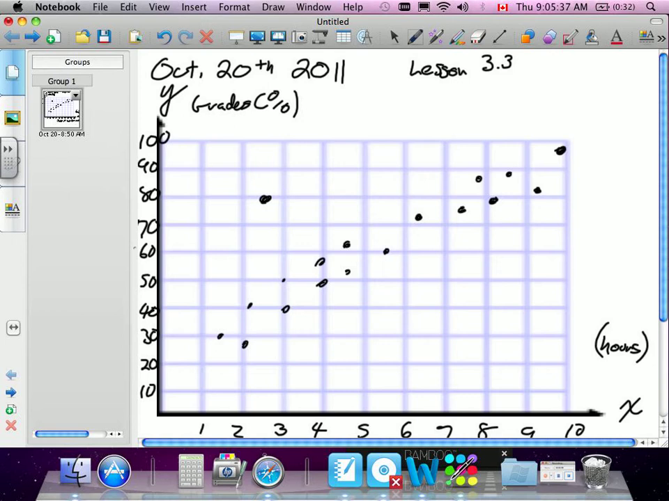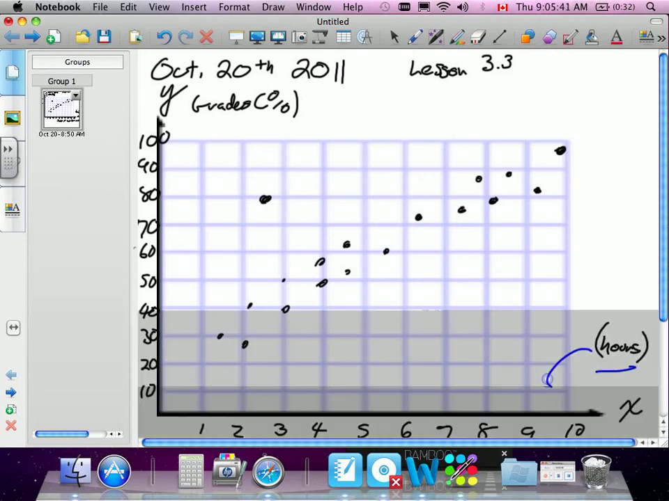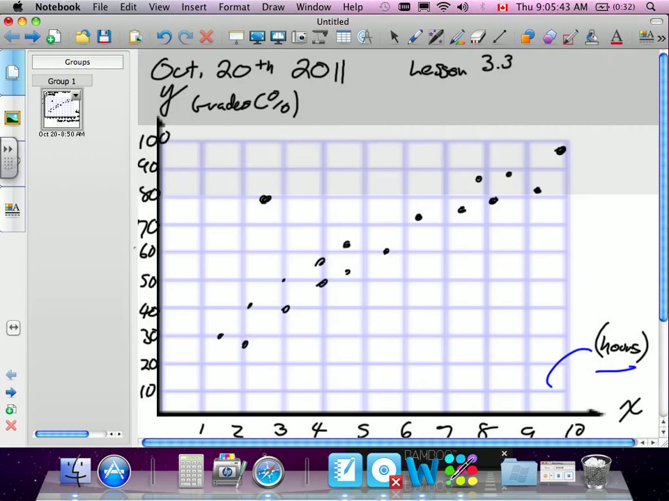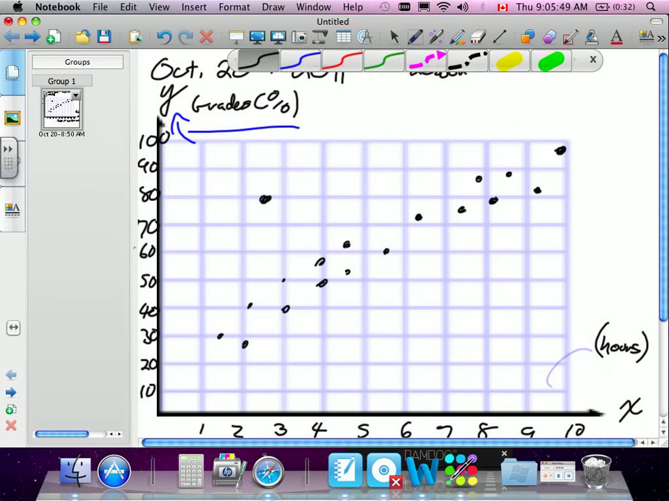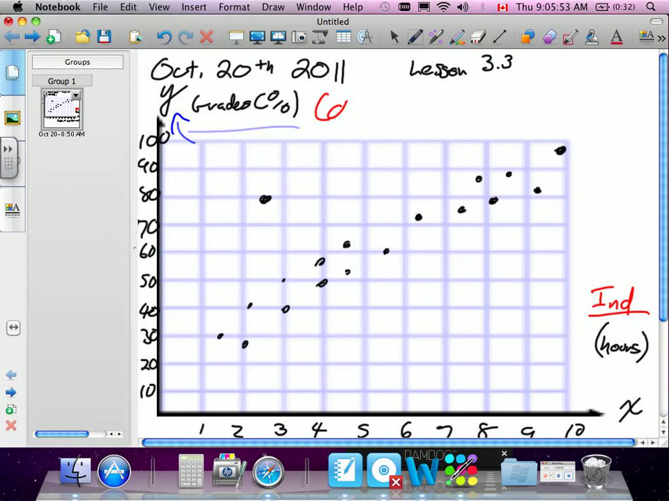Okay? So our independent variable is going to be put on our x-axis. That's the amount of hours of homework we do. And our dependent variable, the grades, goes on your y-axis. So always remember, independent goes on the x-axis. Dependent variable goes on the y-axis.